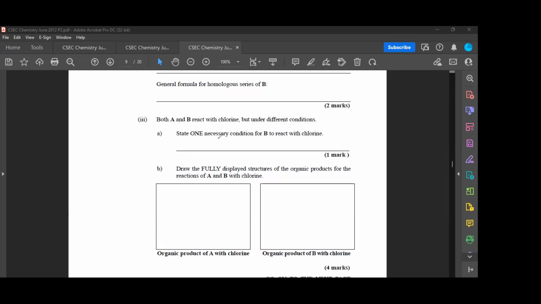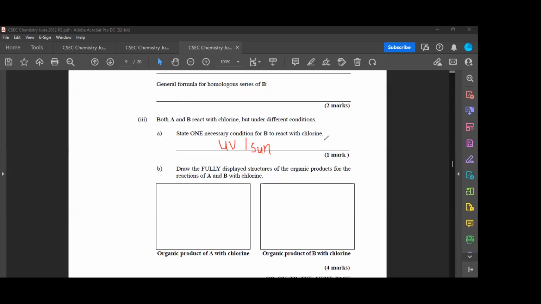The only thing that is required is UV light or sunlight. Sun produces UV light. Heat, absolutely not. And that is actually a very common misconception. Heat and temperature are not the correct response. It's only UV light or sunlight. Those are the only things that will get you this question correct.